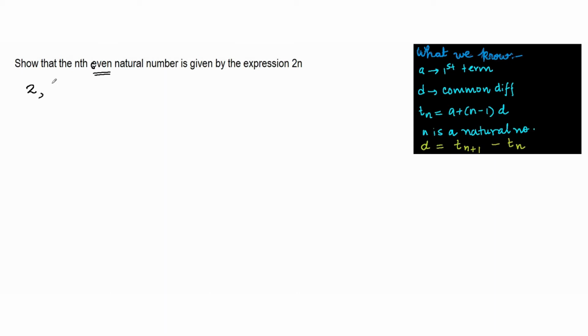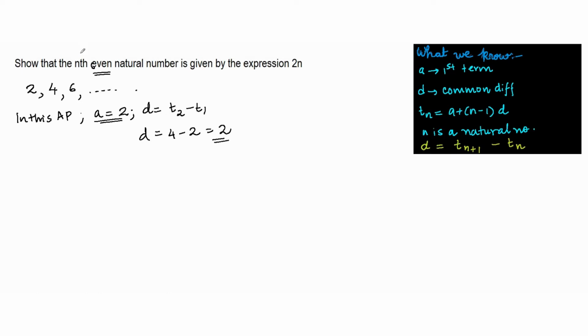The next even natural number is 4. The next even natural number is 6, and this goes on. Therefore, this forms an AP for sure, where in this particular AP, I can say that the first term is equal to 2, and the common difference is the second term minus the first term, which is 4 minus 2, which again equals 2. So the first term is 2 and the common difference is also equal to 2.